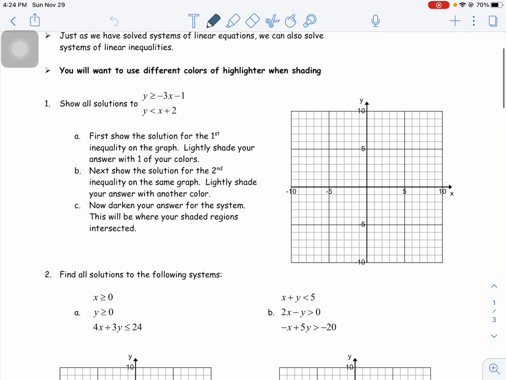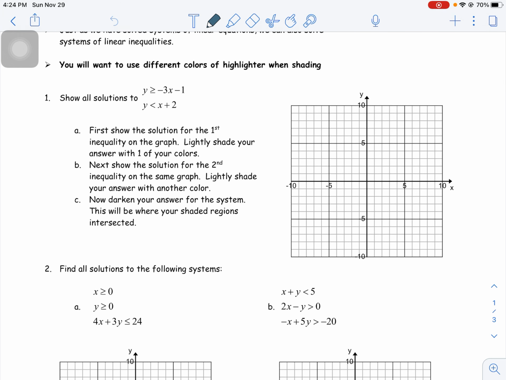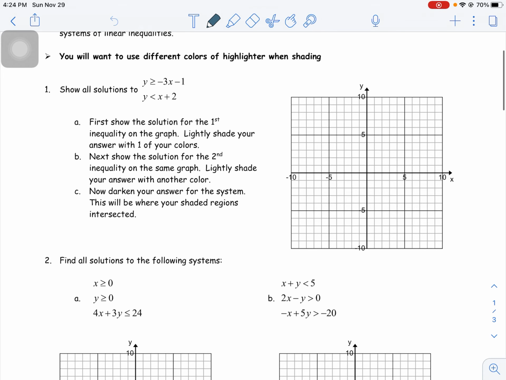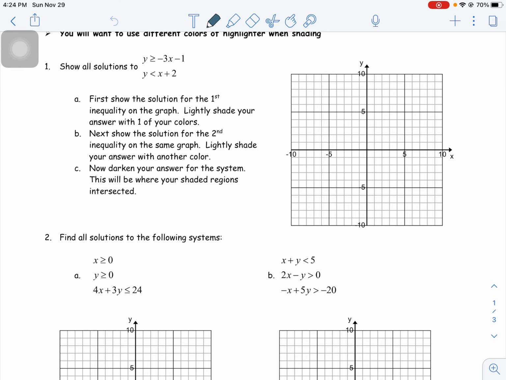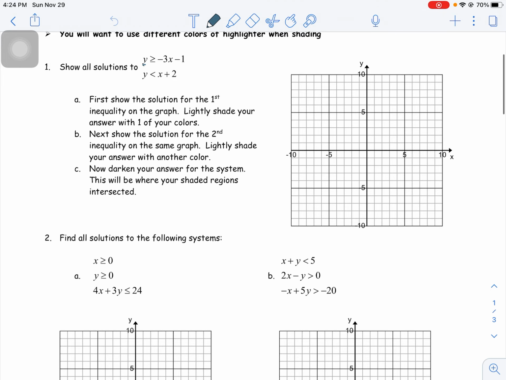So, for number one, it says, show all solutions to y is greater than or equal to negative 3x minus 1 and y is less than x plus 2. It says, show the solution for the first inequality on the graph. Lightly shade your answer with one of your colors. So, I'm going to make this one my darker blue. So we're going to go negative 1, and then we're going to go down 3. 1, 2, 3, to the right 1 would put us here.